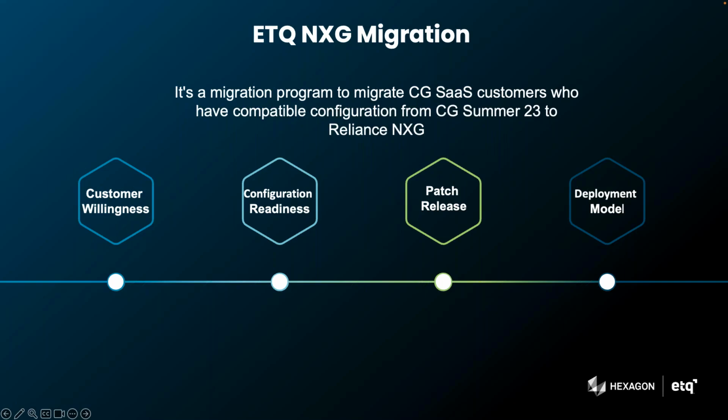ETQ NXG migration is a migration program to migrate SaaS customers with compatible configuration from CG Summer 23 to Reliance NXG. Simply, as you see on the screen, we have four main things that we need to consider to get customers in the NXG migration queue to schedule and execute migrations. And I will talk about each one in detail. Next, please.